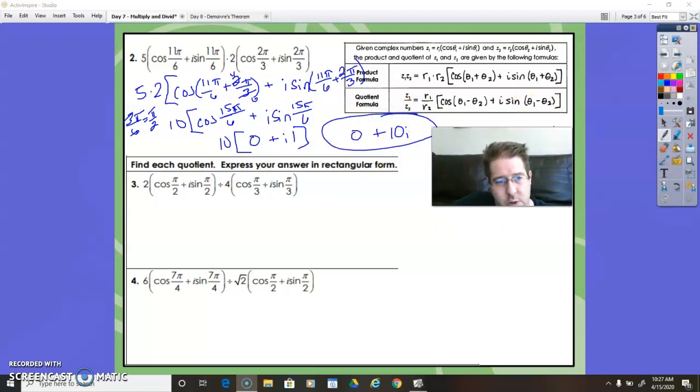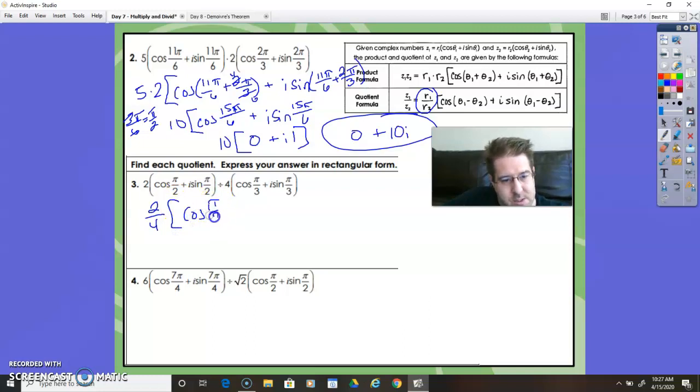All right, so quotient. I'm going to do the exact same thing. I'm going to follow this equation right here. Two more examples. So the first thing I'm going to do is divide the two radii. The first radius, which is 2, divided by 4, times cosine of the first angle, which is pi over 2, minus pi over 3. And then plus i times sine of the exact same two angles. Okay, so written like this.